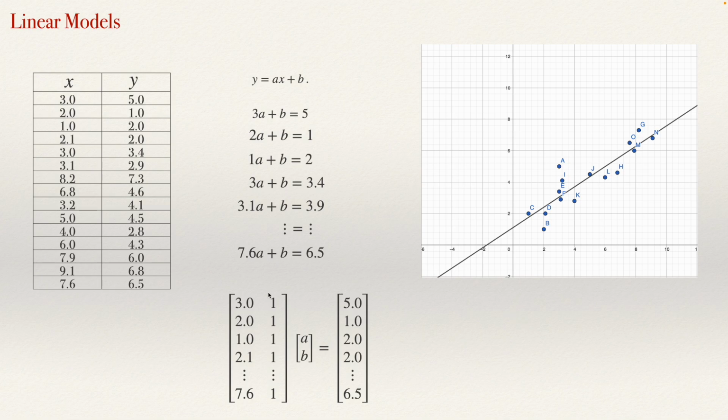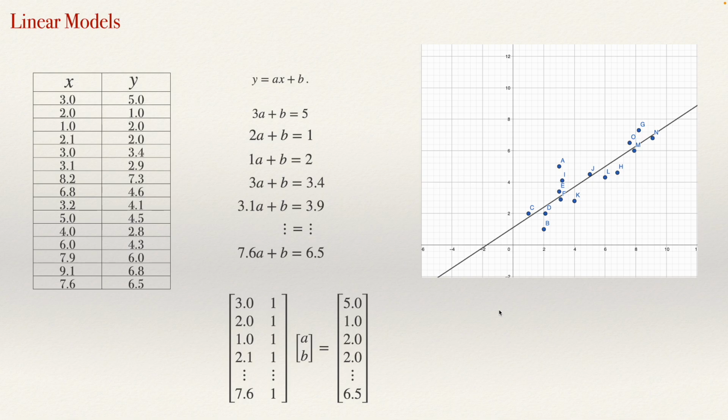So let's see. This column of 1s is because the value of b appears multiplied by 1, and all the values of x appear multiplying the first coefficient a, the slope. So for that reason, for example, if I choose the first row, it will be 3a plus b equals 5. If I take the second row, 2a plus b equals 1. So actually, this matrix equation represents all these equations.